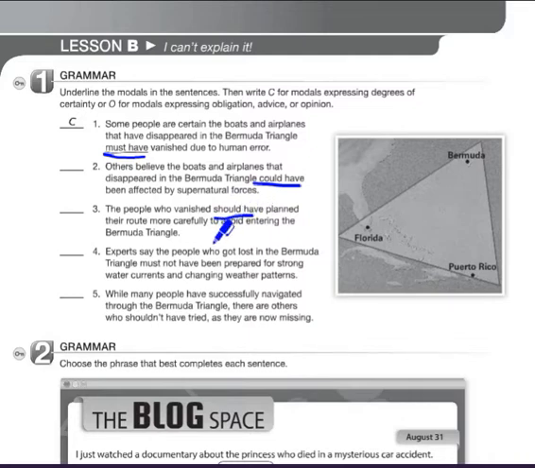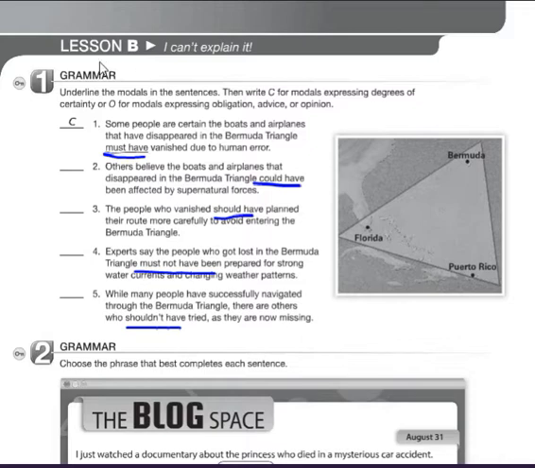That would be cool, visiting the Bermuda Triangle, even though it's a risky trip. Experts say that people who got lost in the Bermuda Triangle must not have been prepared for strong water currents and changing weather patterns. While many people have successfully navigated through the Bermuda Triangle, there are others who shouldn't have tried, as they are now missing. So that's some mistakes. What do you think might have happened, or what do you think happens in the Bermuda Triangle?